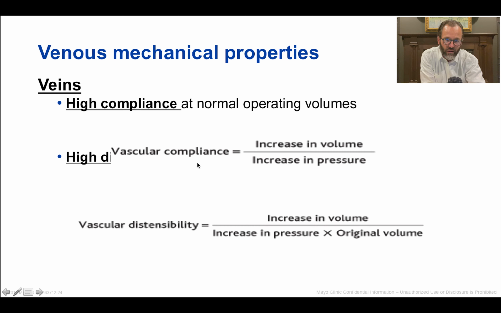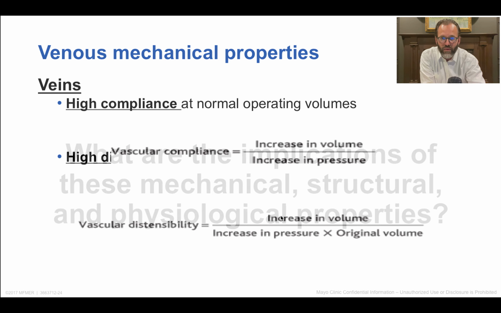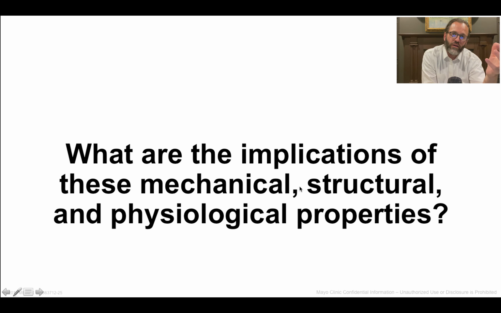You can see here that, again, compliance being the increase in volume divided by the increase in pressure, and again, vascular distensibility in the veins being far higher than it is in the arteries. And so then we move on to asking the question, well, what are the implications of these mechanical, structural, and physiological properties in terms of the function of the central circulation?